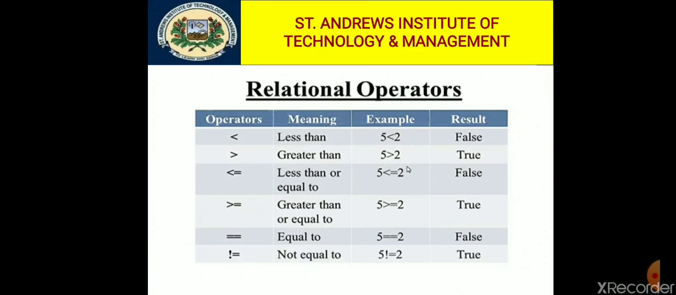We have other examples also in relational operators. The first operator is less than, and we have the example 5 less than 2. So is it true or false?